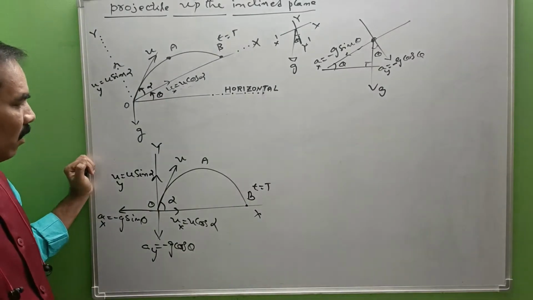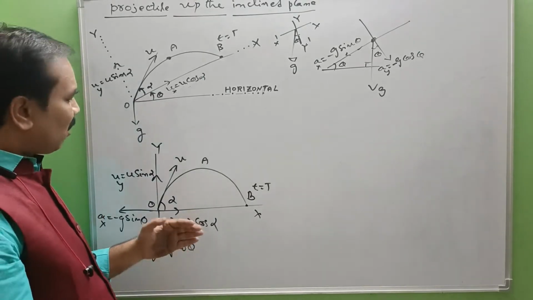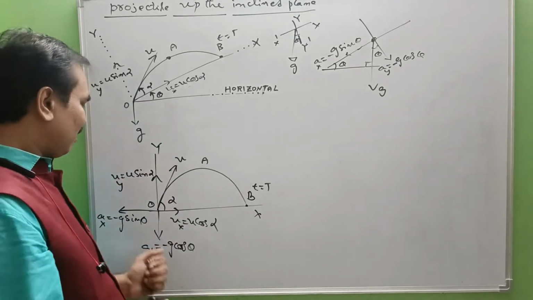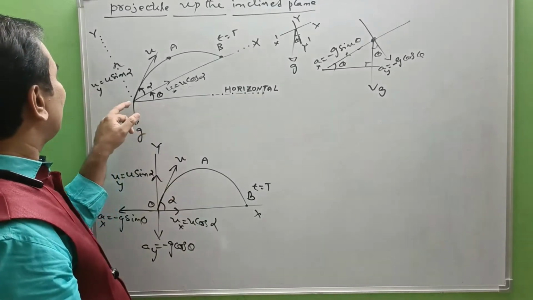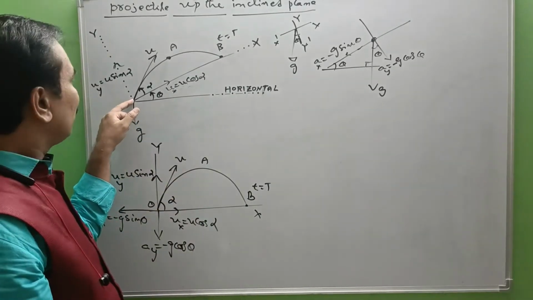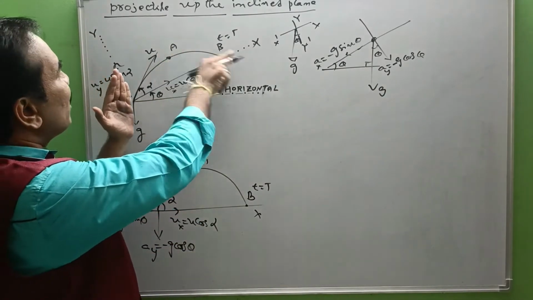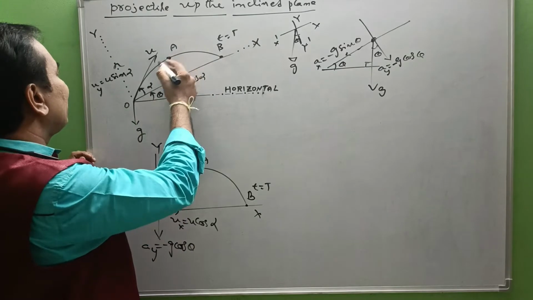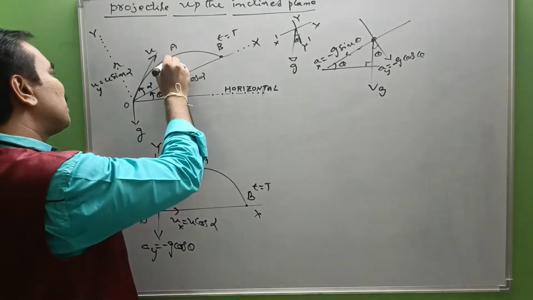What is the vertical displacement covered, or vertical distance covered, by the projectile from O to A, that is during ascent? During ascent means your body is projected at point O, but it takes a parabolic path like this, O to A and again from A to B. So from O to A, that is during ascent, what is the displacement covered by the body?